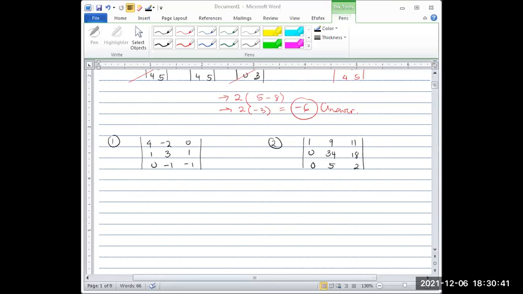What's the answer? Sir, I first got -14. For the first one? Yeah. And what you got for the second one? -22. Yes, sir. Sir, for the first one, I got -6, and the second one, I got -22.